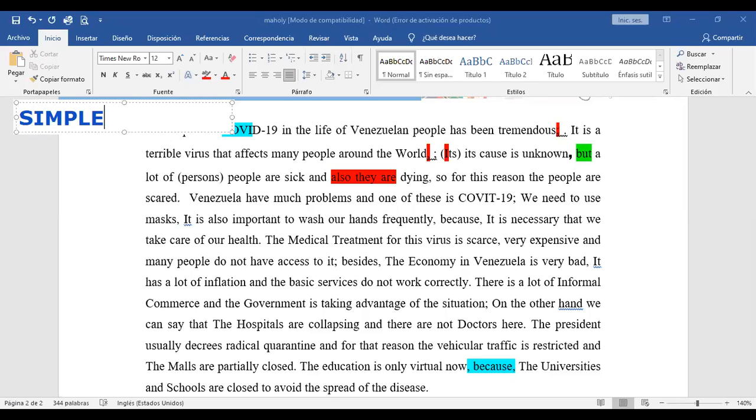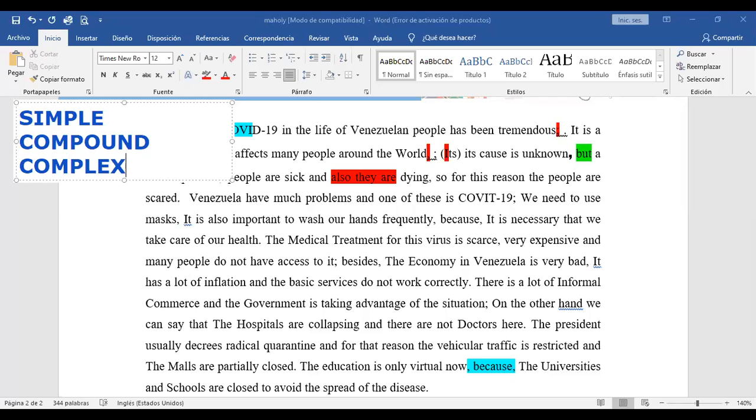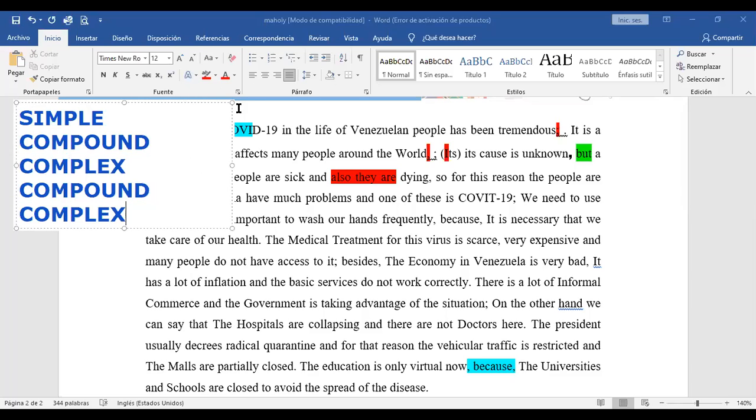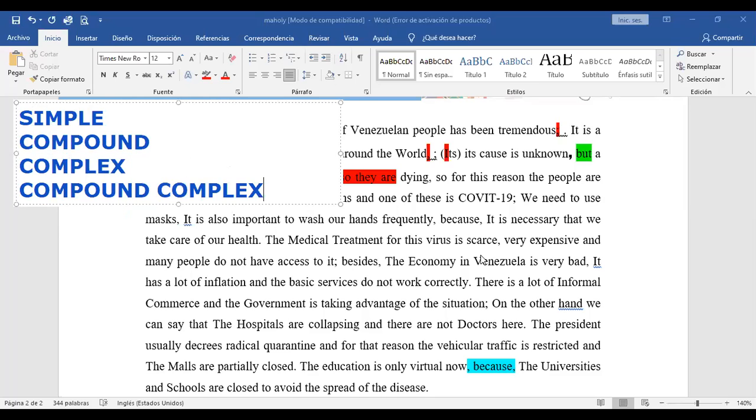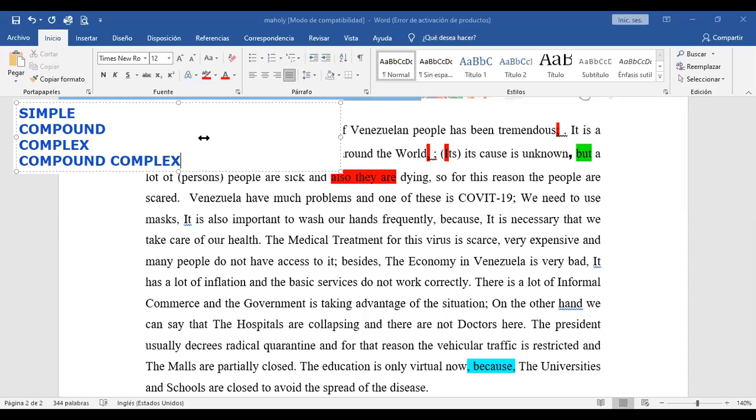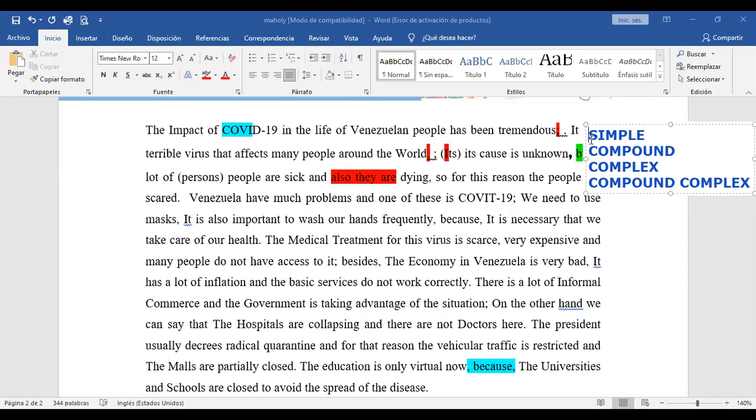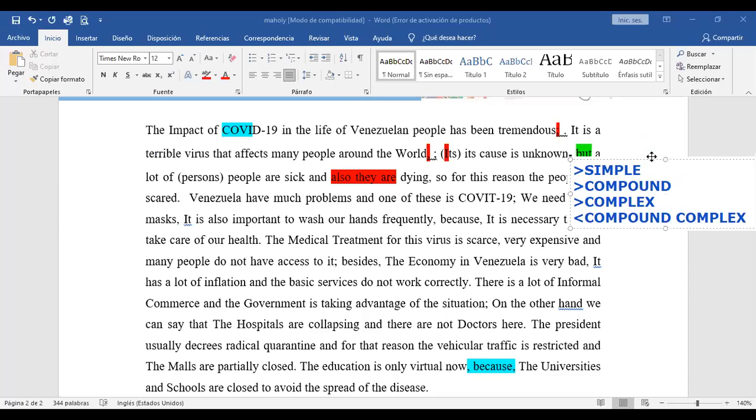No, it's a complex sentence. Why, Ricardo? Why? Because its cause is unknown is a dependent clause. Ajá, it's a dependent clause, and a lot of people are sick and dying is an independent clause. An independent, exactly. Ahí tenemos las dos, ¿verdad? Entonces se convierte en una complex. Tenemos una dependiente y una independiente. Entonces vendría a ser a complex sentence. Very good.